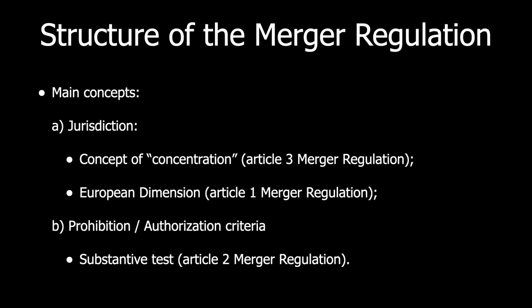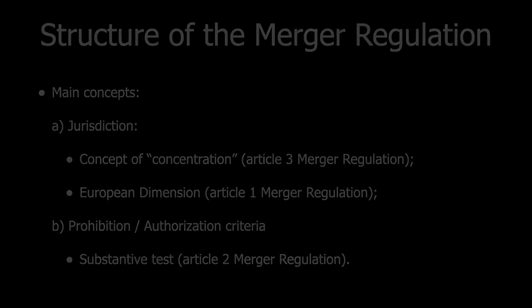This involves the concept of concentration, Article 3 of the merger regulation, and the concept of European dimension, covered by Article 1 of the merger regulation. Secondly, we have the prohibition or authorization criteria, and these include the substantive test that we find in Article 2 of the merger regulation. In this video, I'm going to follow this order by looking at each of these issues in turn.